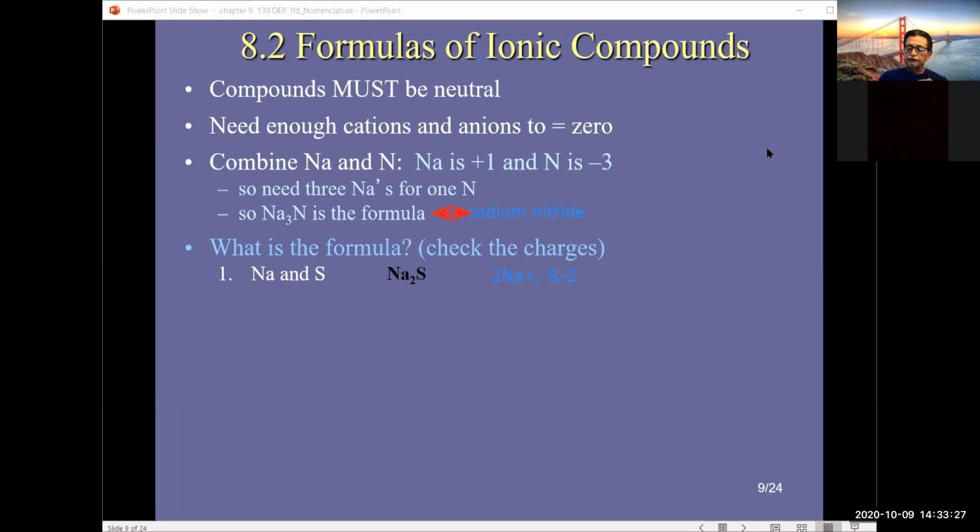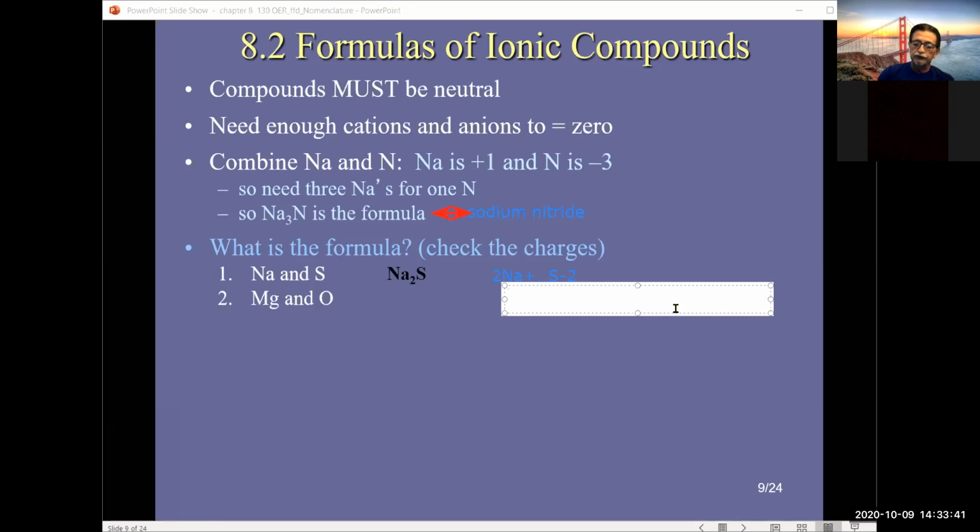So that becomes Na subscript 2 S, sodium sulfide. Okay, magnesium and oxygen. Take a systematic approach, break them down to the ions. Magnesium's in group 2, so it's going to be a +2 charge on the magnesium. And oxygen would be a -2 as an ion. And so those are the 2 ions I need to put together.